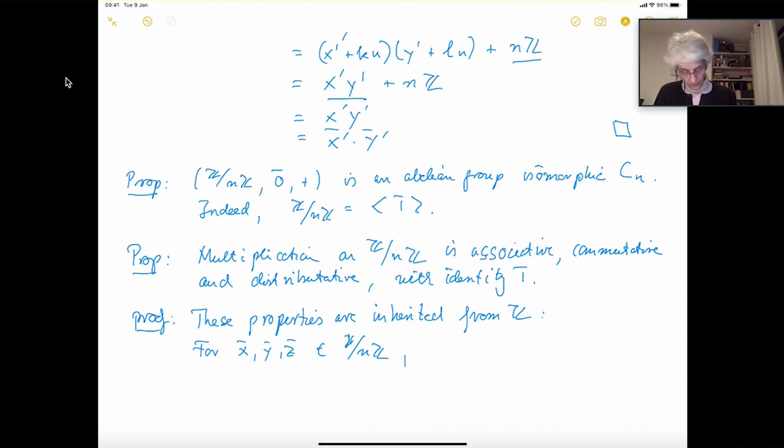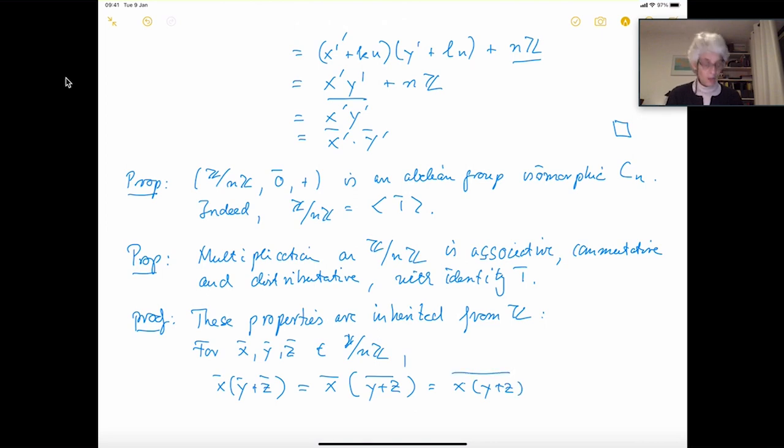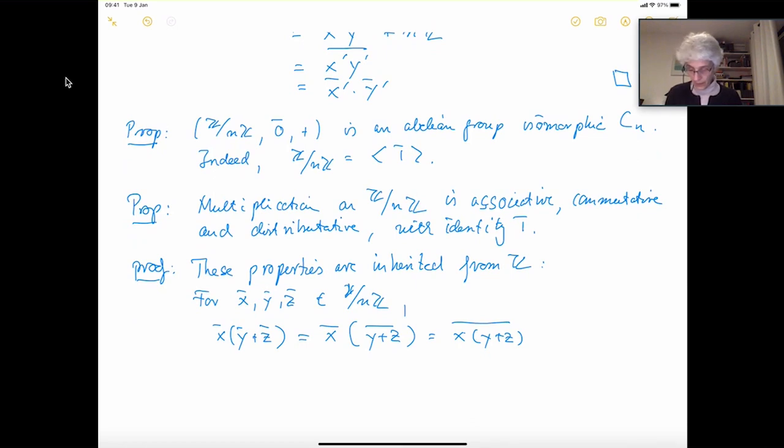what we have, just to check distributivity, if I take x bar times y bar plus z bar, then this, of course, is the same as x bar times y plus z bar, and so this is indeed x times y plus z bar, each time using the definition of our addition and multiplication. But now I can, of course, multiply things inside. I use the distributivity in Z, and this is just xy plus xz, and then taking bar. And so this turns out to be xy bar plus xz bar, and that in turn is x bar y bar plus x bar z bar, which is precisely what I wanted to show.